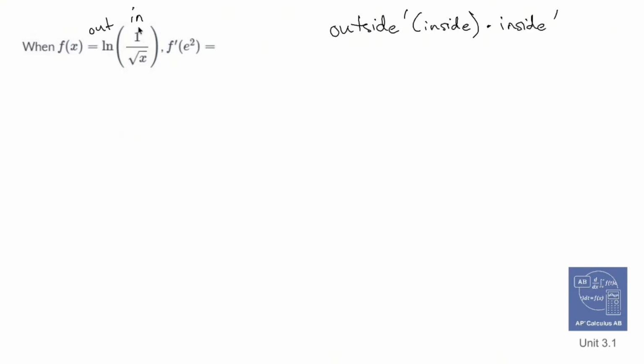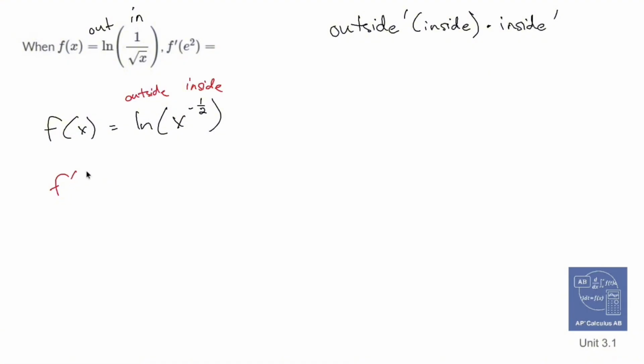Now, I'm going to rewrite this. Because if I'm going to have to take the derivative of 1 over root x, I'm going to have it written as x to the negative 1/2 so I can do power rule and not have to overthink anything. All right, see what I did? So now here's my new outside stuff. And here's my inside stuff. Okay.